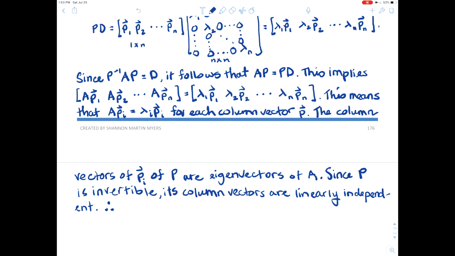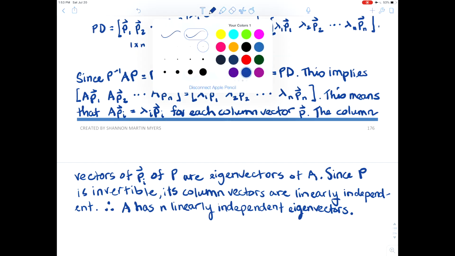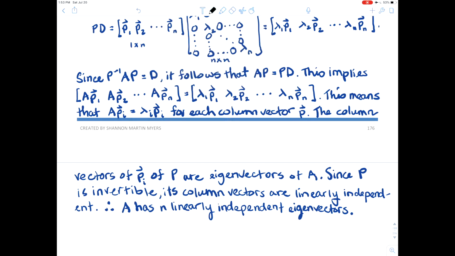Therefore, A has n linearly independent eigenvectors. That's the close of the first part. Groovy? Okay, well, part 2.